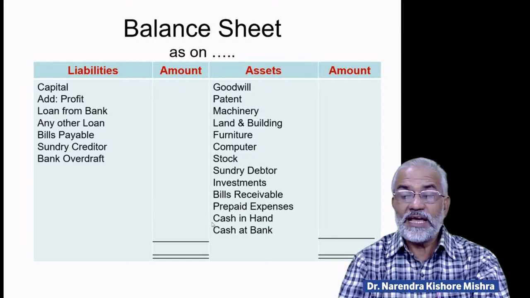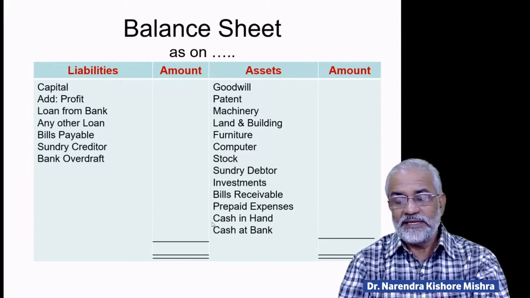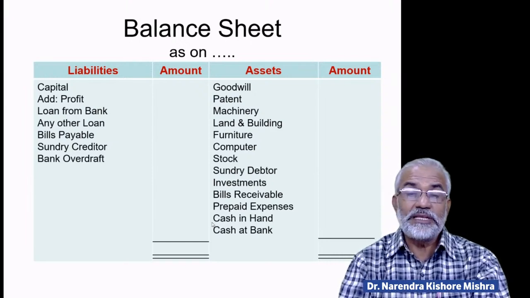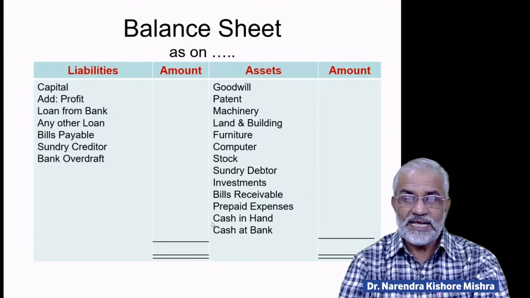Investments may be a current asset, or may be a fixed asset, because if the investment is long-term in nature, then it will obviously meet the criteria of fixed assets. But if it is short-term in nature, then it will come into the category of current assets.